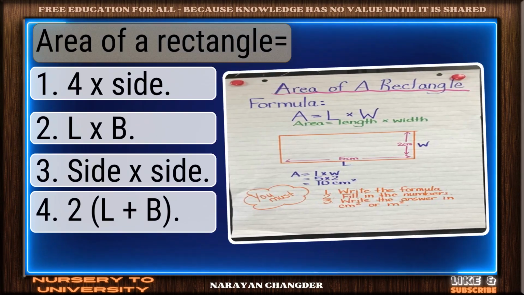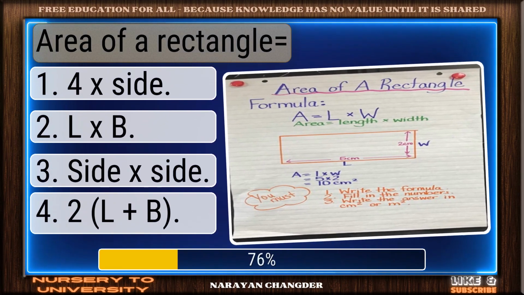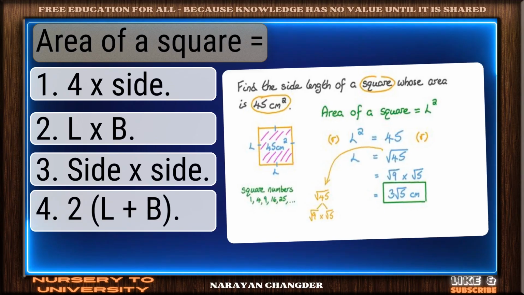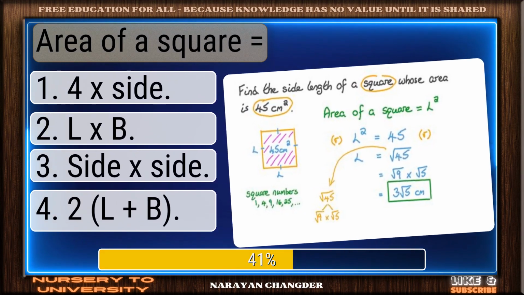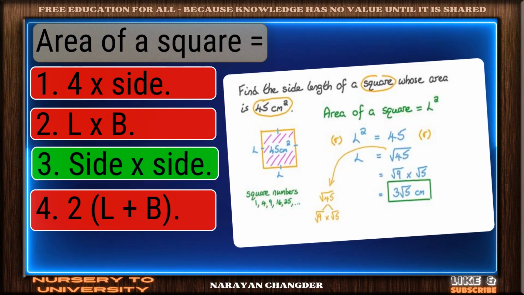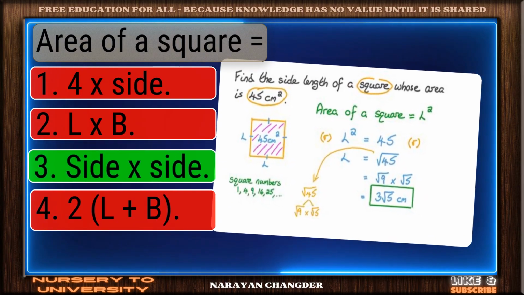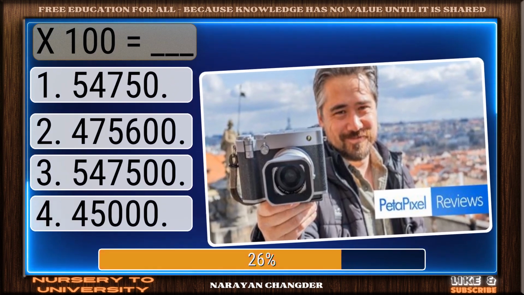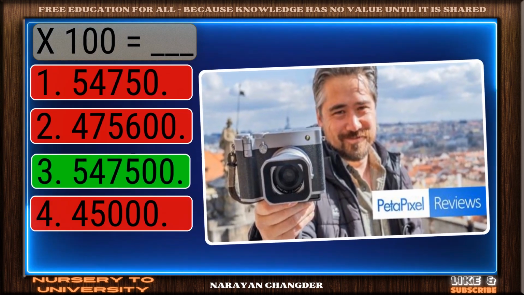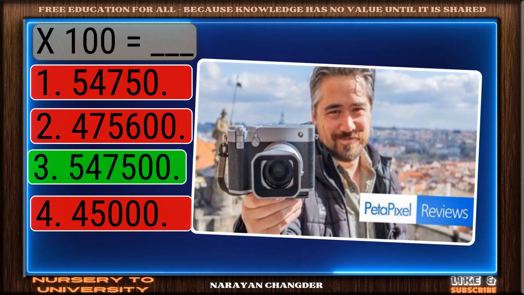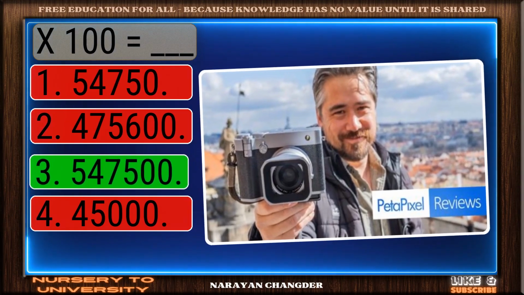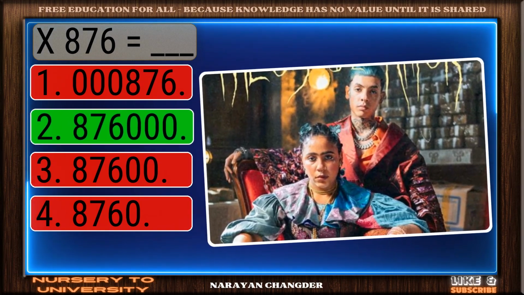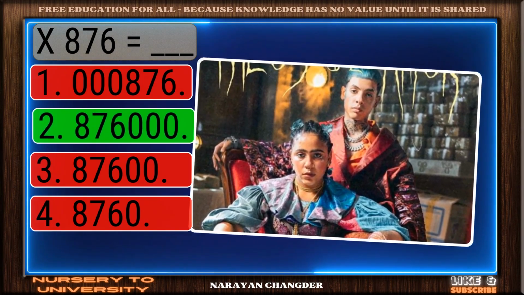Area of a rectangle equal to. Strong choice. L x B is the right answer. Area of a square equal to. Nice work. You chose side x side, and it is correct. 6000 x 100 equal to dash? Exactly. 600,000 makes sense and it is the right choice. 876 x 1000 equal. Right again. 876,000 is a valid answer.